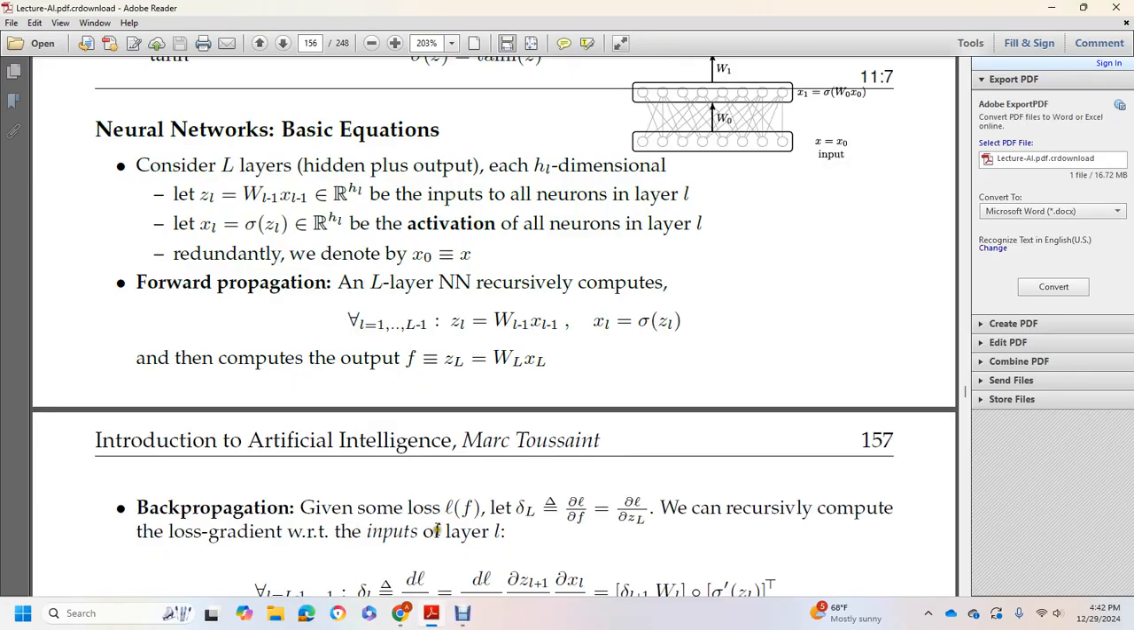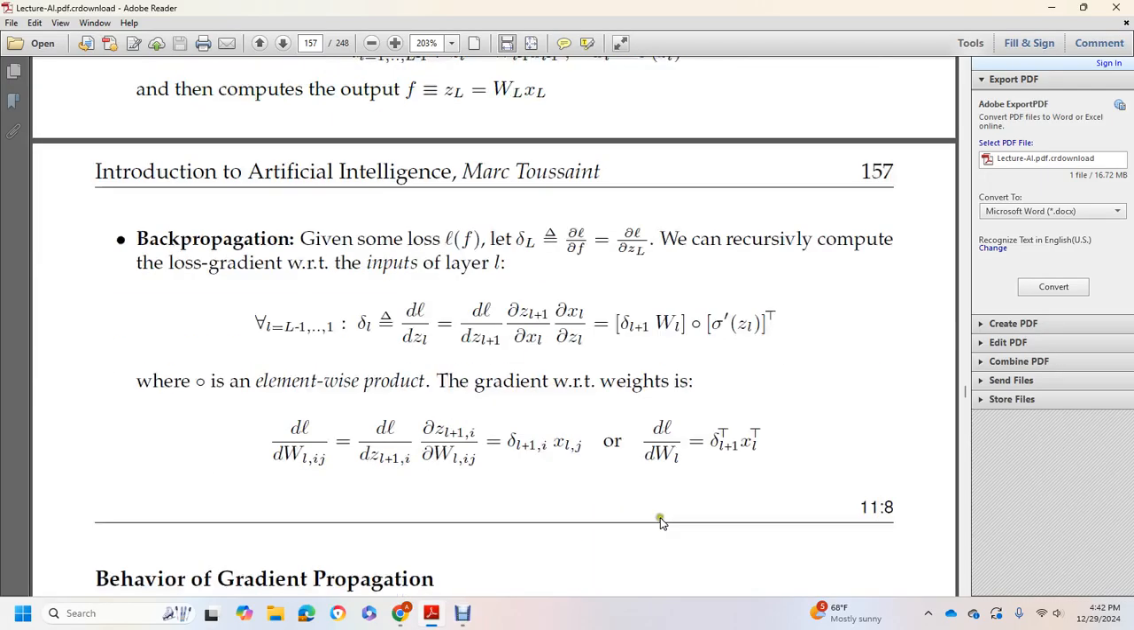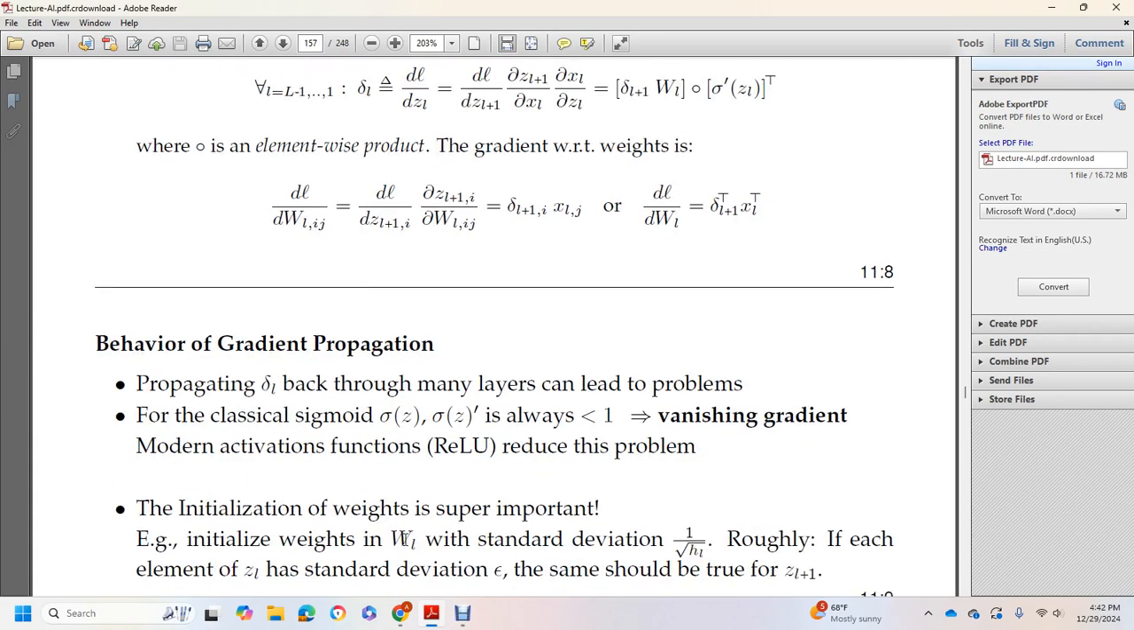Backpropagation gives the gradient of the loss, recursively computing the loss gradient for the input layers of l, whose elements are the product of the gradient with the weights. The training weights' gradient is propagated back through the many layers. The problem of the classical sigmoid is always a vanishing gradient. Modern activation functions reduce this problem.